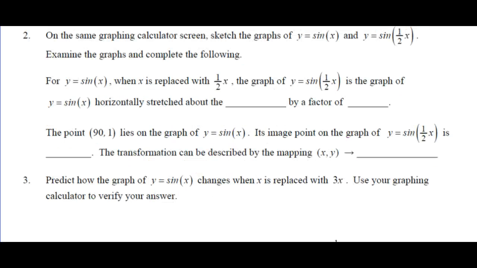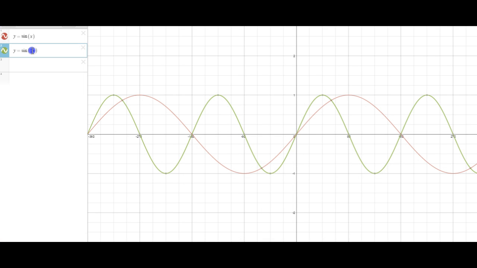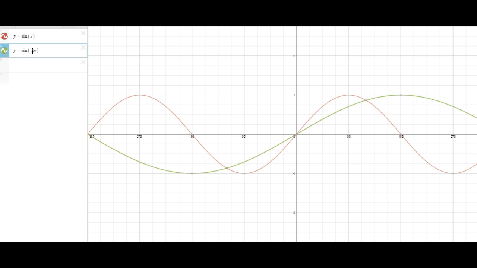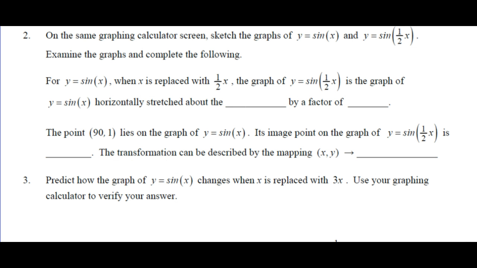On the same screen, sketch the graph y equals sine x and y equals sine of 1/2 x. So I'm going to replace this 2 with a 0.5. The original graph took 180 to do the top half of the cycle, and now how much does it take? 360. So when x is replaced with 1/2 x, the graph of sine of 1/2 x is the graph of y equals sine x horizontally stretched about the y-axis by a factor of 2.